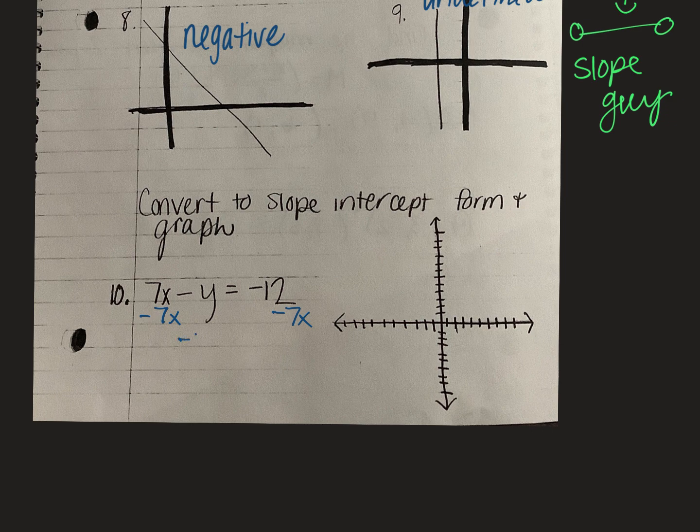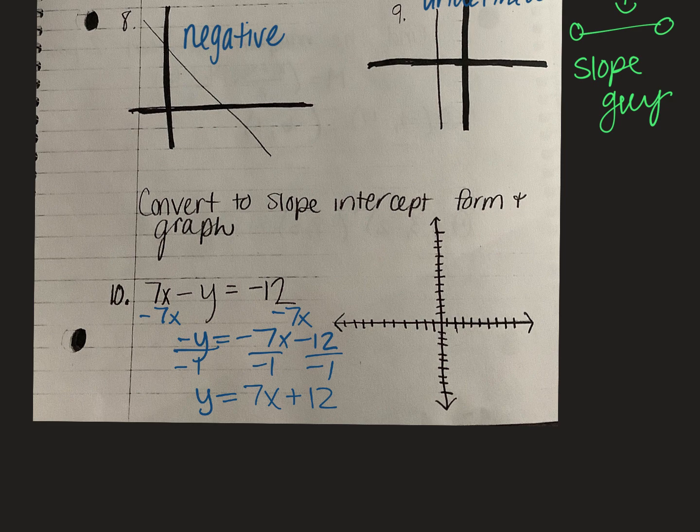Anyway, so you get negative y equals negative 7x minus 12. Divide by the negative 1. All right, so you get y equals 7x plus 12. You have to divide by the negative, remember? Really have to.